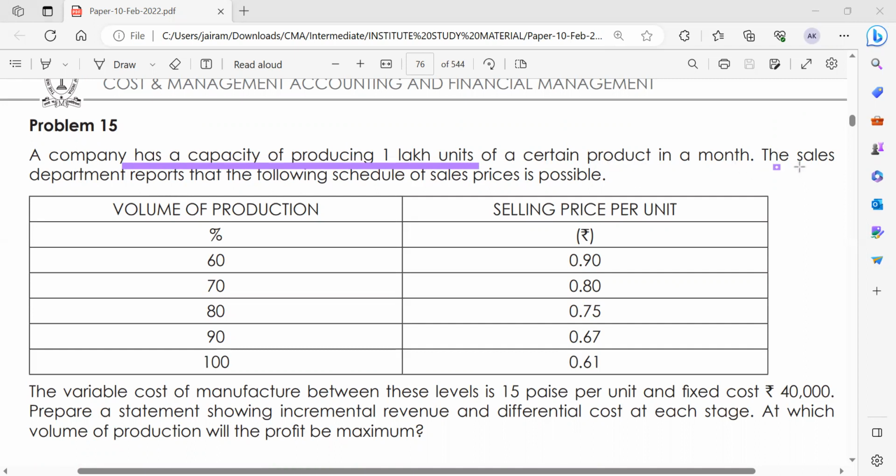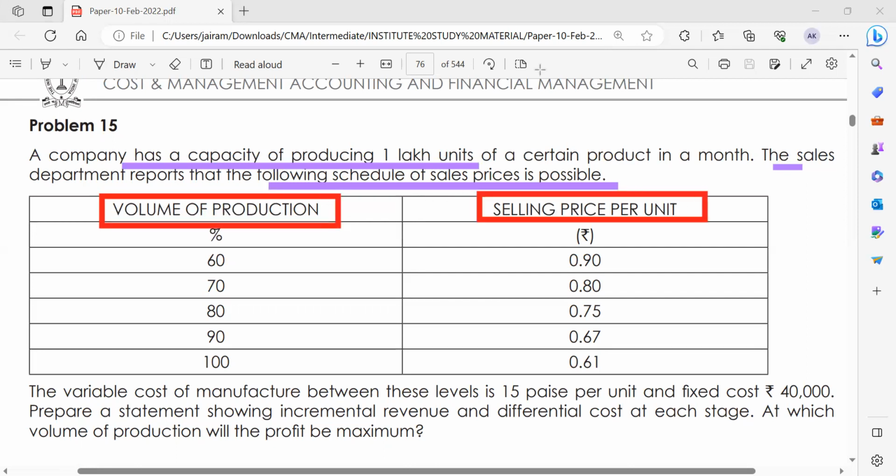Now, the sales department gives you the schedule of sales prices that is possible. This is the volume of production and this is the selling price per unit. If at 60% capacity you can obtain a selling price of 0.9. At 70% capacity, because you want to sell more, you will have to reduce your sales price, so it is 0.8. Similarly, it will go on reducing, such that for 100% it is 0.61.